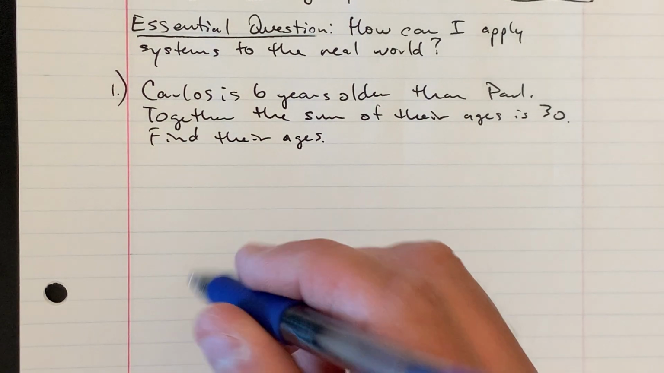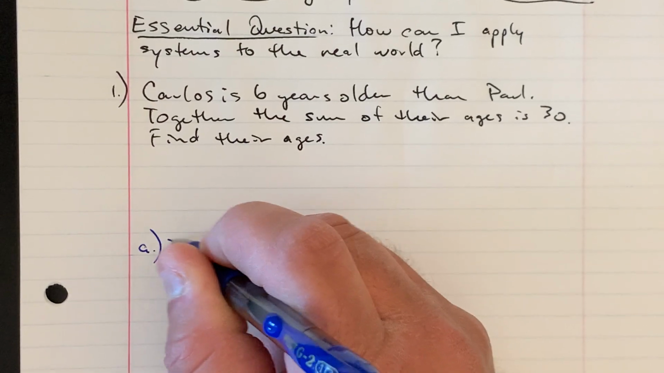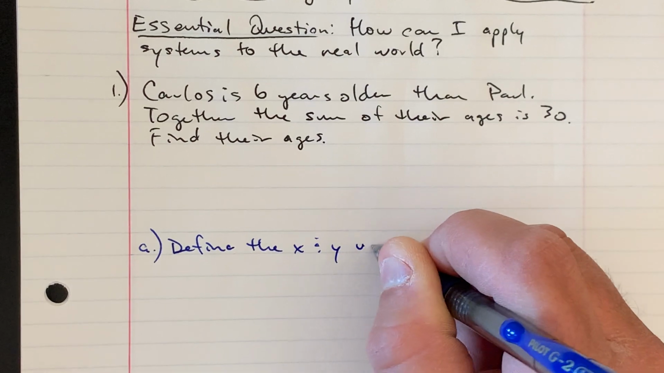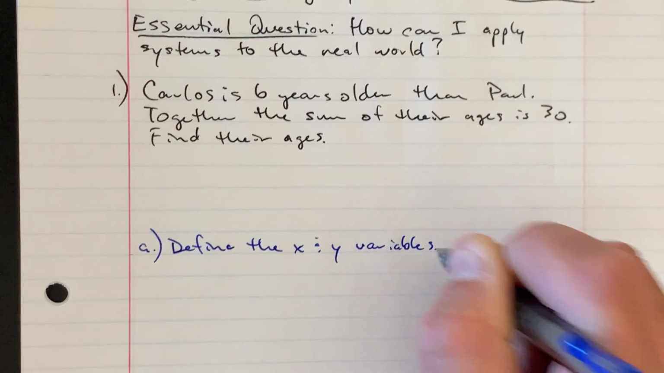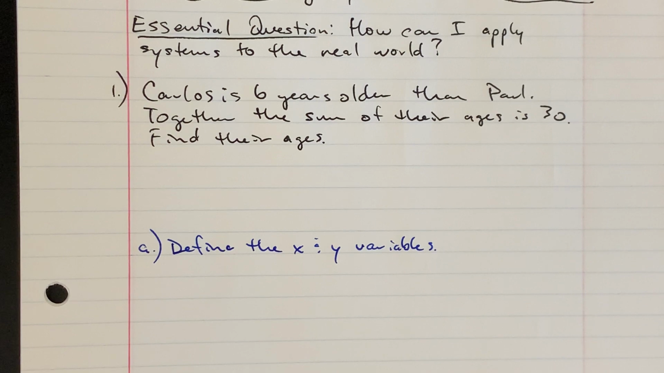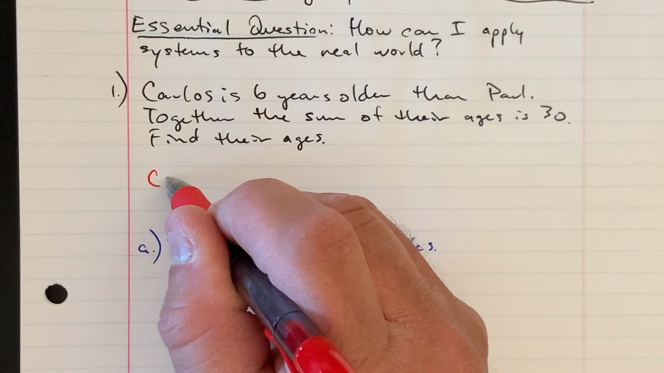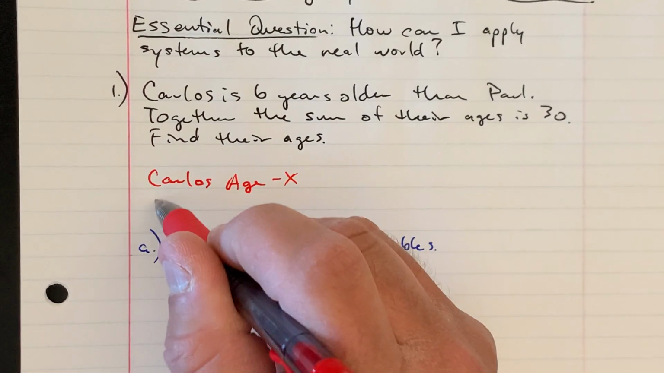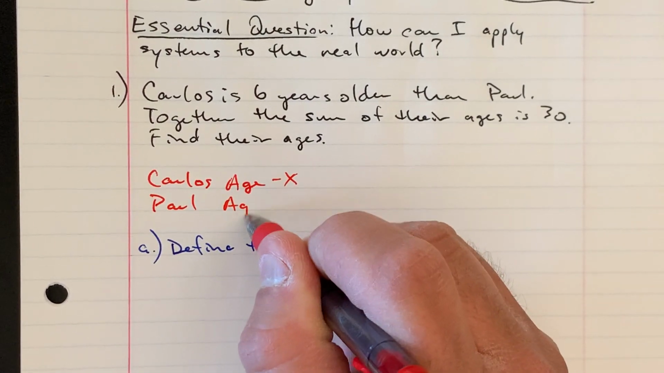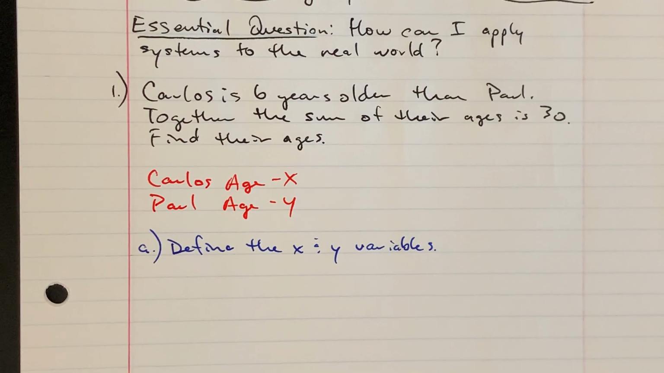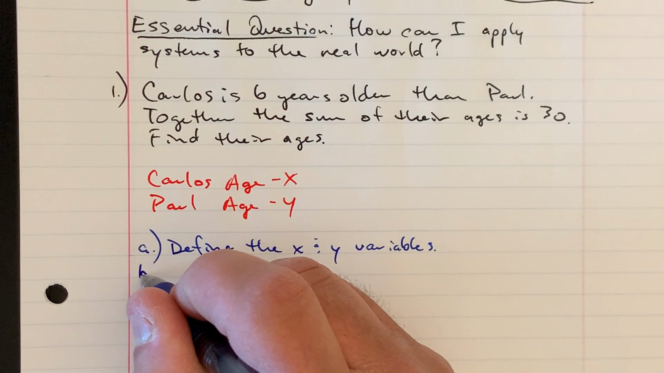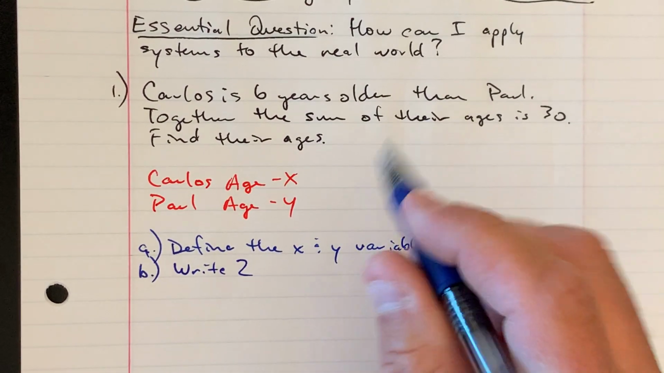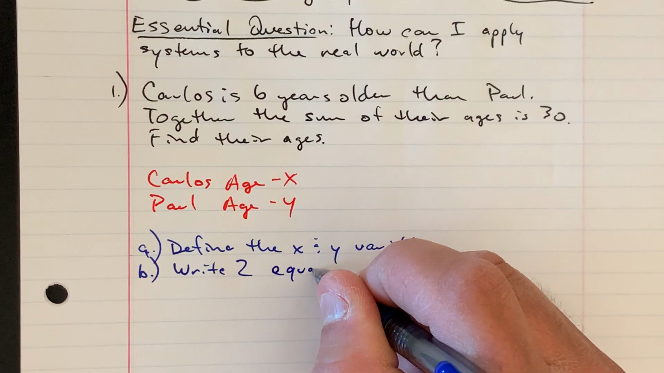The very first thing that we must do here is we need to define the x and y variables. So we have to attach them to something, and we should be attaching the x and y variables to what we don't know. And what we don't know is Carlos's age, which I would make x, and Paul's age, I would make y. And from here we're going to do step B, which is write two equations based on the information.